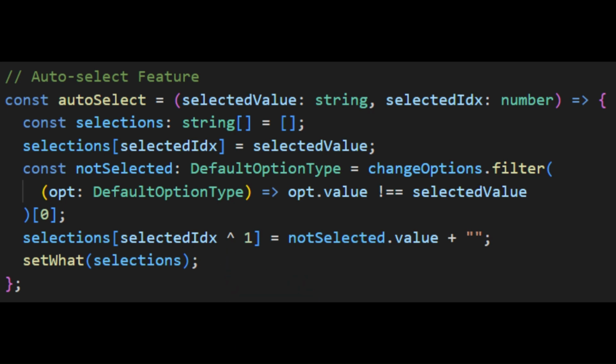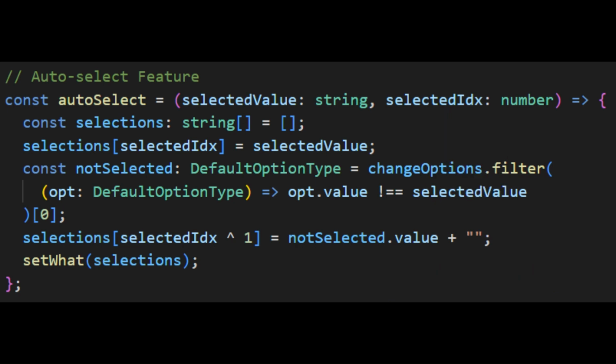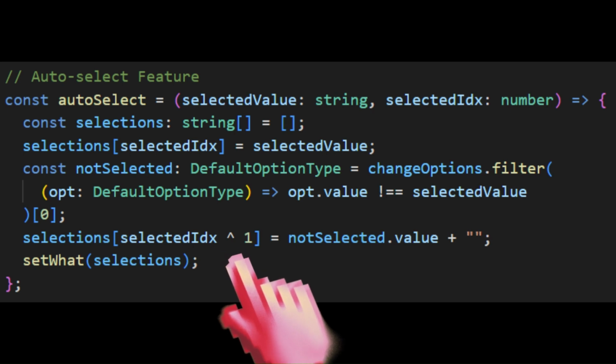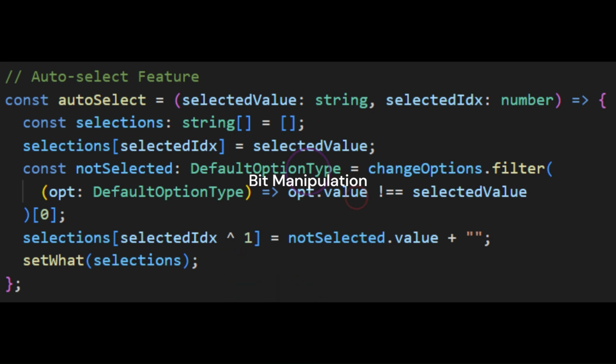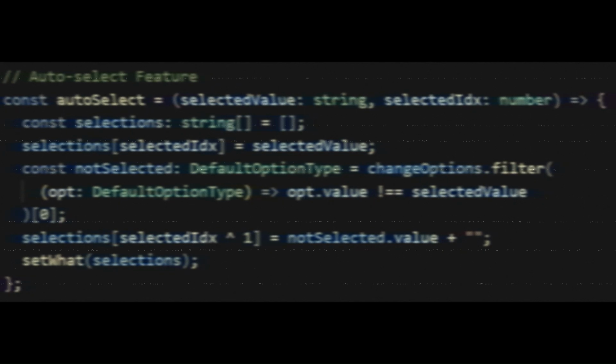Since there's only 2 select buttons, there are only 2 indices, 0 and 1. So if the user interacts with any of them, let's call it IDX. An interesting way to get the other one is IDX XOR 1. Glad to be familiar with a few tricks of bit manipulation here. You see, if IDX is 0, this operation would give 1. And if it is 1, this operation would give 0. So I can simply set the other select button's value programmatically.